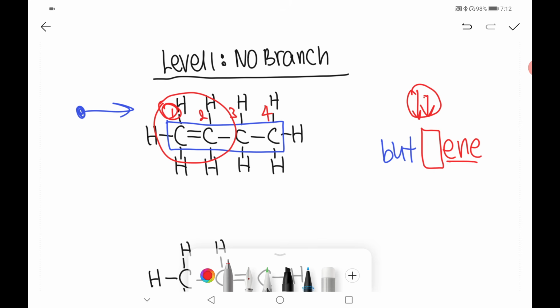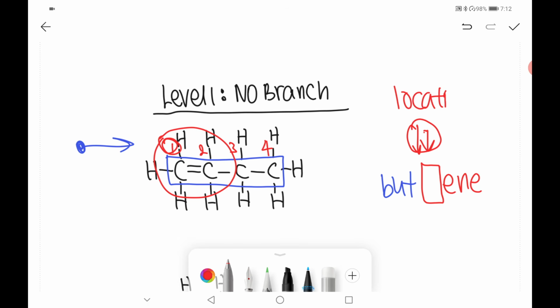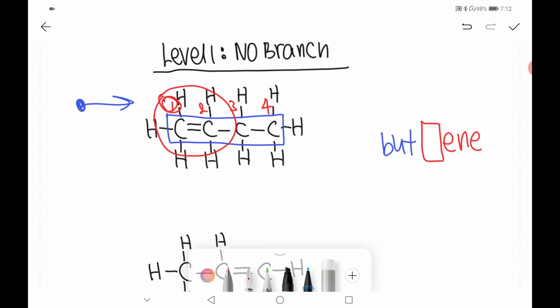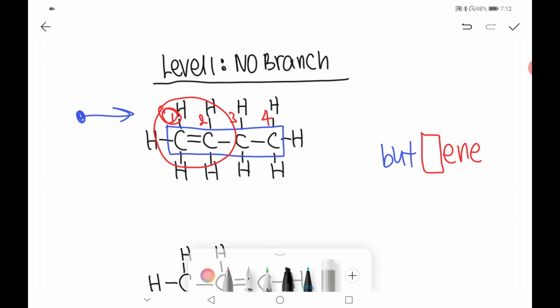This number is before the in. This number will tell you the location of the double bond. Just now, like what I said, if you count from the left to the right, the double bond is between the first and the second carbon. The smaller number is 1. So you need to put number 1 here. And remember, between number and alphabet, you need to put a dash. So this is called but-1-ene.